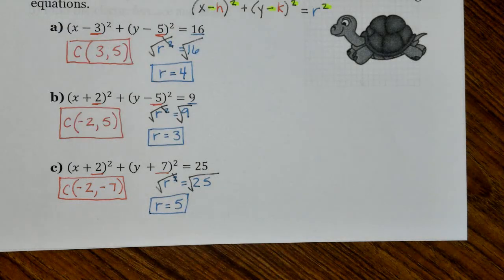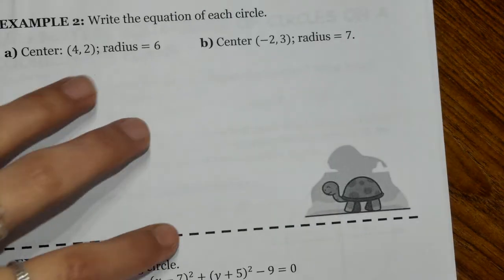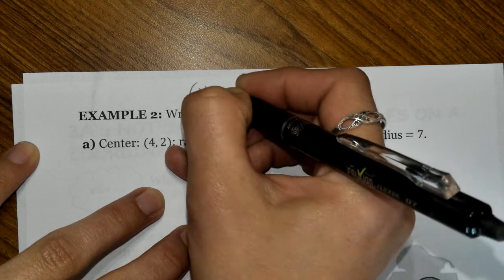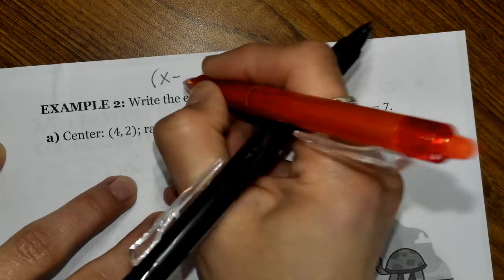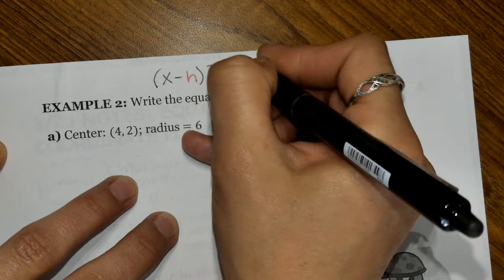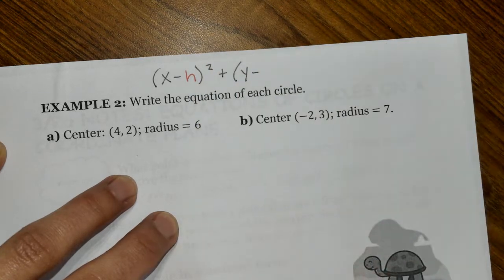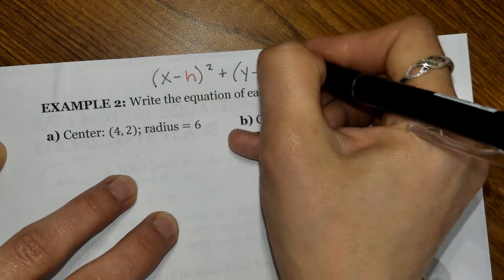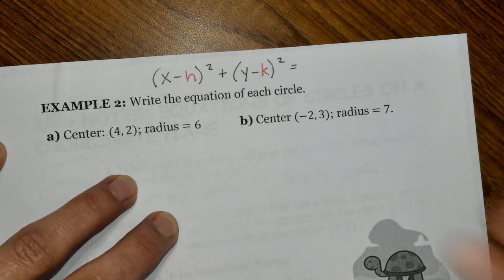So let's take a look at the other way around. Let's say I give you the center, I give you the radius, you need to come up with the equation. So again, I'm going to rewrite that equation so that's not over here. I'm going to have (x minus h) squared plus (y minus k) squared, all equal to the radius squared.